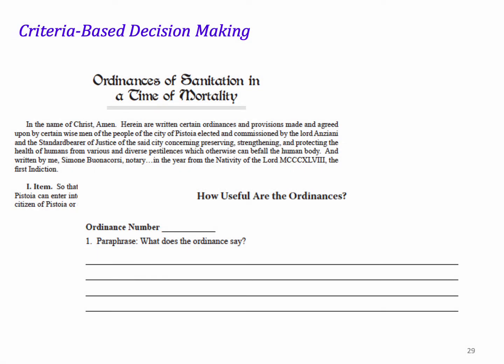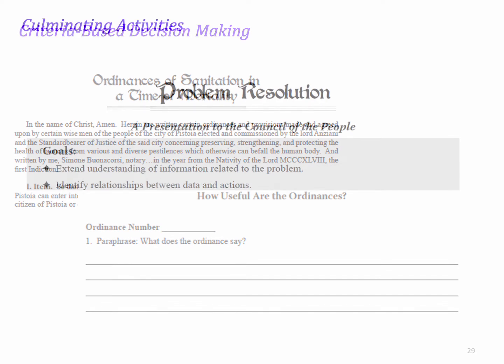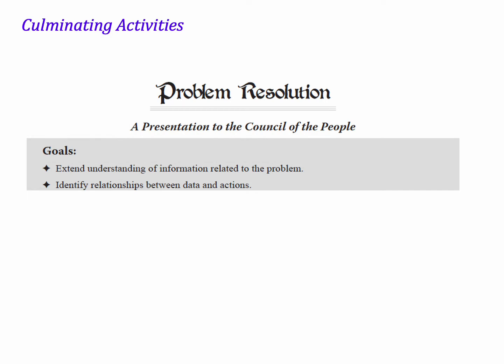Having reached consensus on a clear problem definition, students are ready to consider different solutions. In Black Death, students start their search for solutions by reading the Ordinances of Sanitation in a Time of Mortality, a set of rules established for the town of Pistoia. Students read the regulations, paraphrase them, and then decide whether or not they seem effective. Using these ordinances as a basis, they craft their own set of recommendations. Students present their recommendations to the Council of the People, the governing body that has the authority to change recommendations into law.